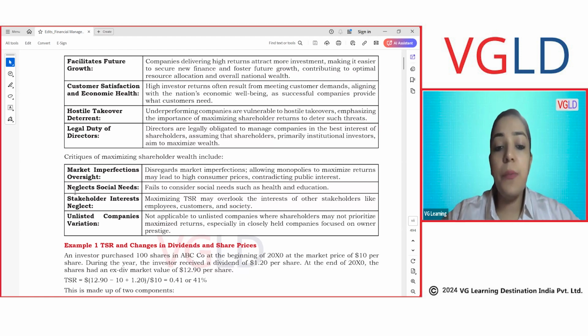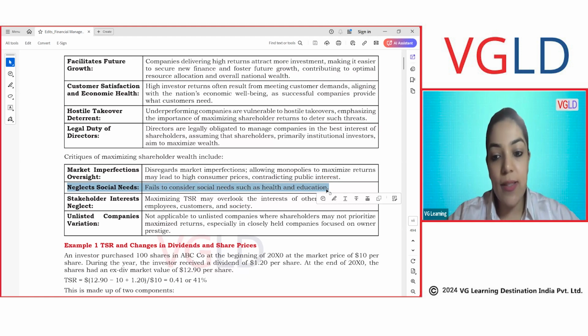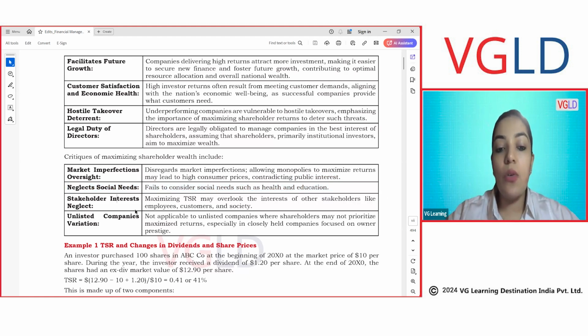Okay. So second is that high prices neglect social needs such as health and education. Third, stakeholder interests neglect. Maximizing TSR, that means total shareholder return, may overlook the interests of other stakeholders like employees, customers, and society.